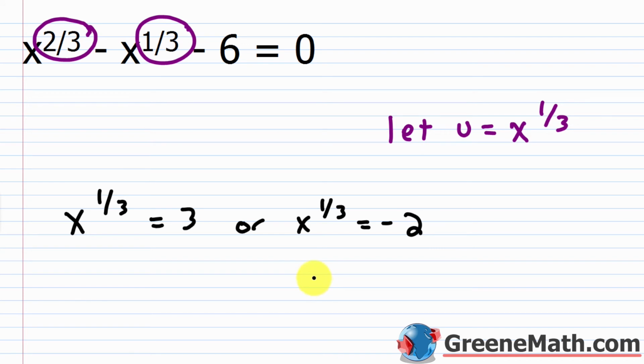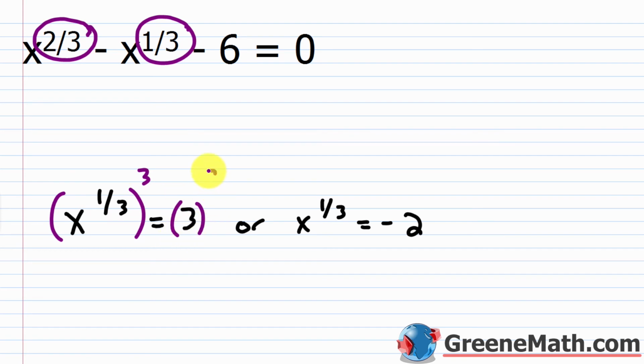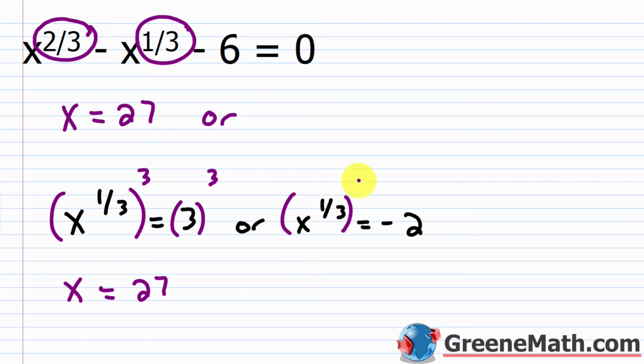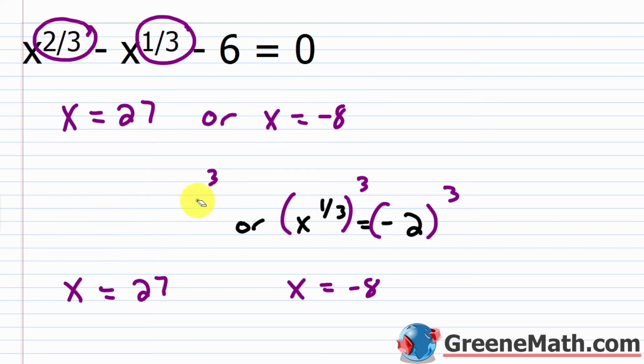All right, so how can we solve these equations? Well, I can cube both sides to clear the 1/3 power, right? Because if I have 1/3 raised to the third power, it's 1, right? Power to power rule. So if I cube this side and I cube this side, I'm going to get that x is equal to 3 cubed is 27. So x is equal to 27. Then or over here, if I cube this side and I cube this side, I'm going to get that x is equal to negative 2 cubed is negative 8. So or x equals negative 8. All right, so let's erase this.